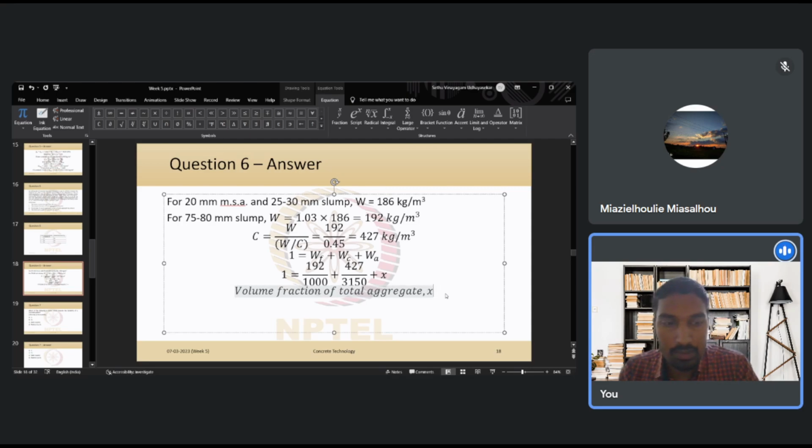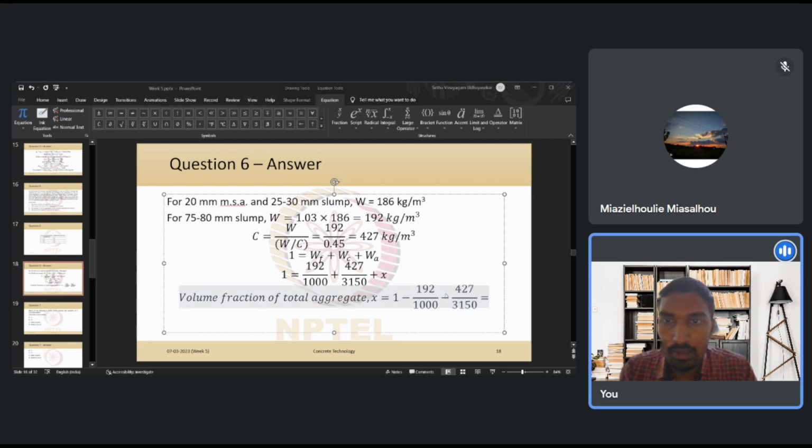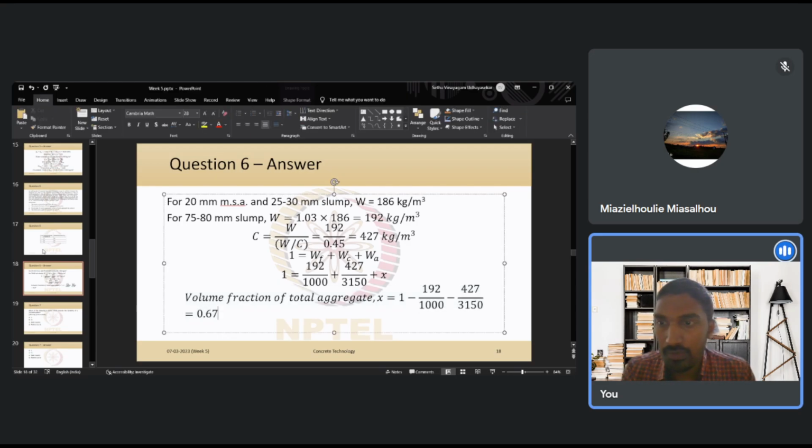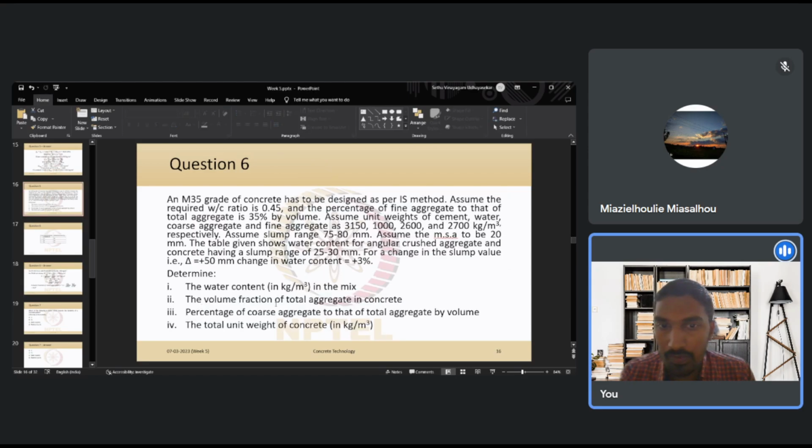That is 1 minus 192 by 1000 minus 427 by 3150. If you calculate it, it will be 0.67. So 67% of the volume is taken up by the aggregates in the concrete. Okay, so that is for the second part, the volume fraction of total aggregate.